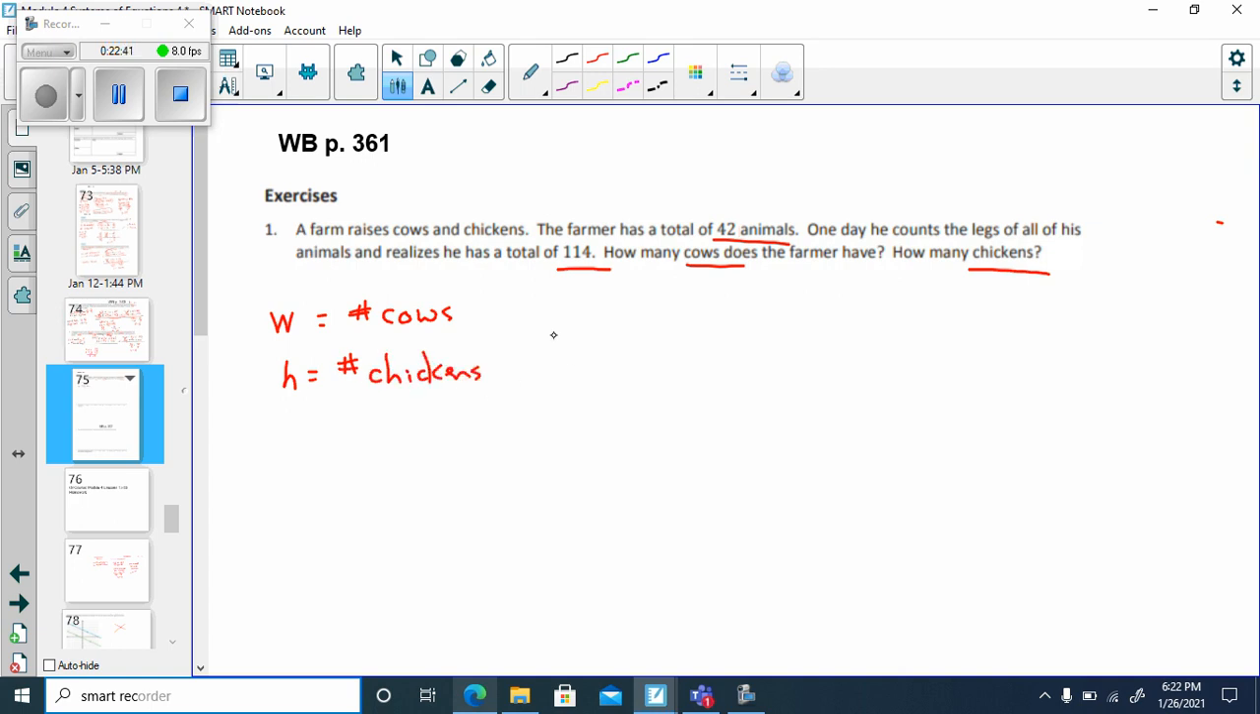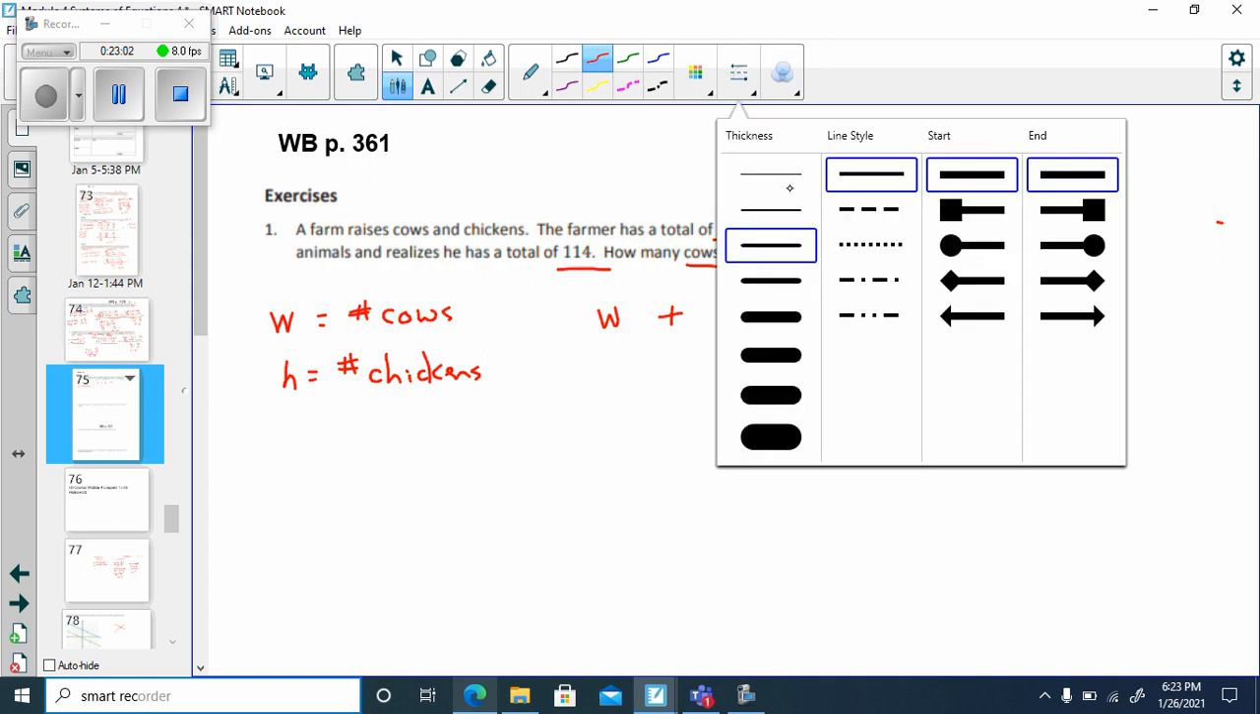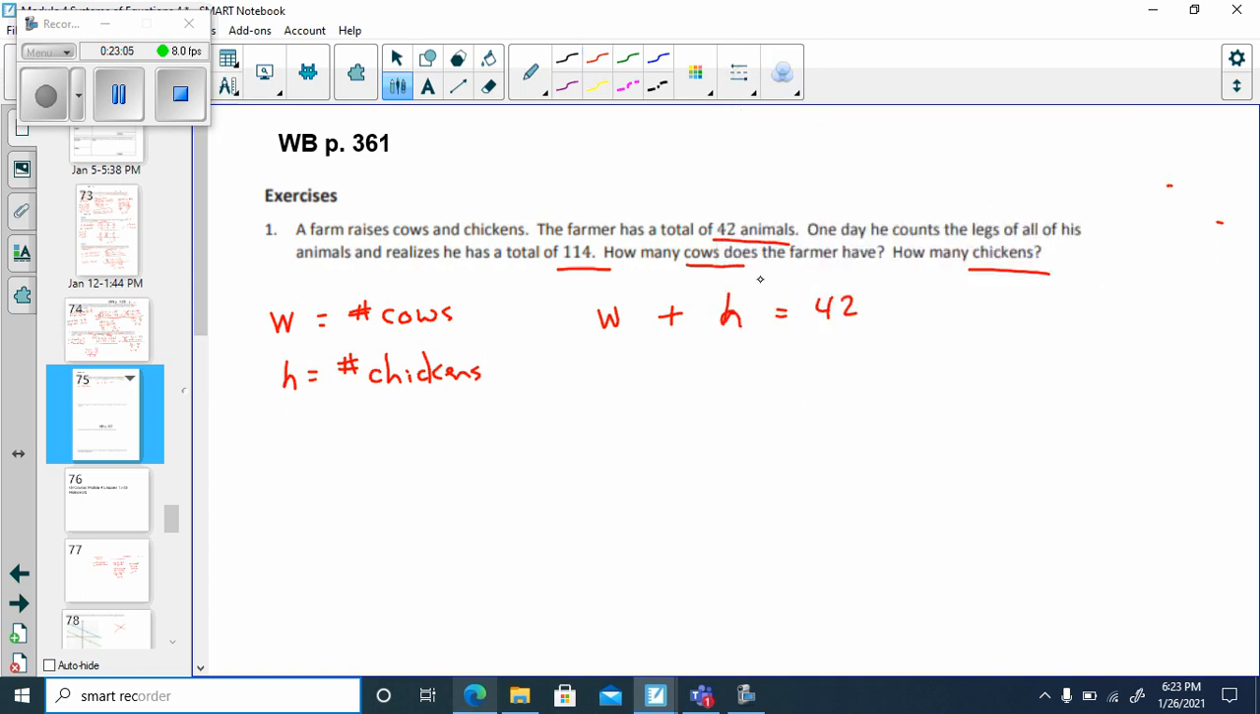Now let's find two equations to use here. The farmer has a total of 42 animals. So if I add up the cows plus the chickens, whoops, that's an H we were going with, right? It equals 42. Now we've got to add up the number of legs, right? Cows have 4 legs. So 4 times the number of cows will tell me how many legs come from the cows. Plus chickens have 2 legs, so 2 times the number of chickens would give me a total of 114 legs.